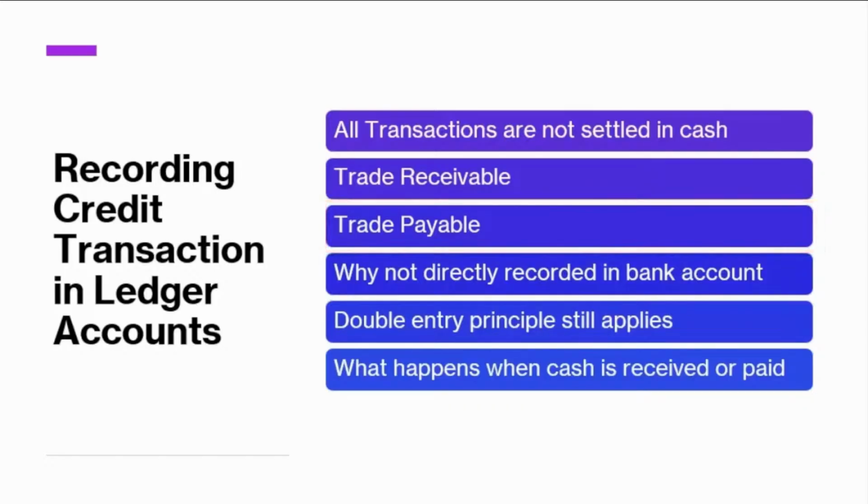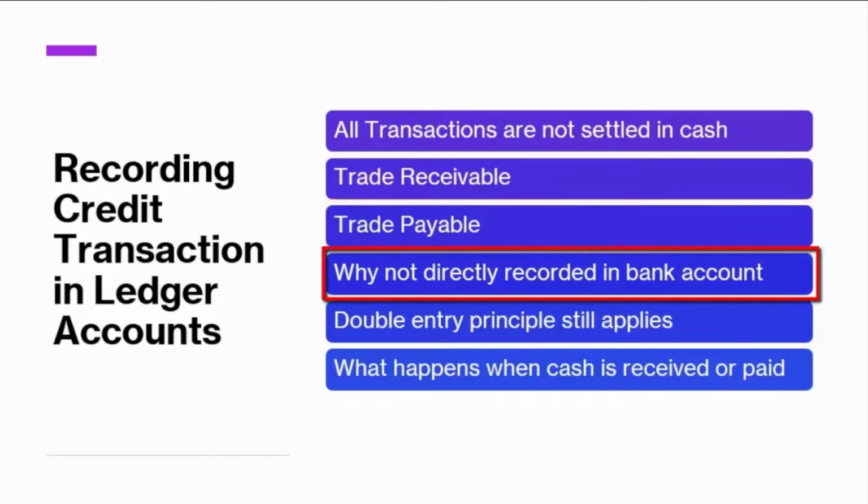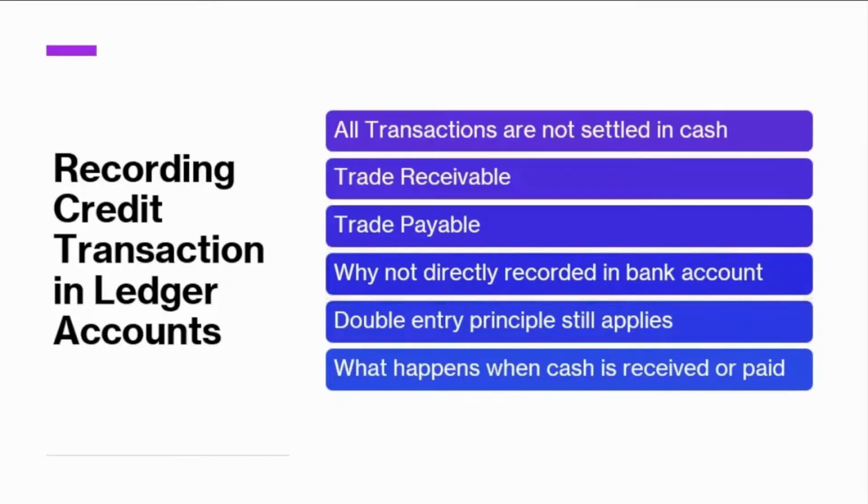2. Why not record it directly in the bank account? Since no cash changes hands at the time of the transaction, you cannot immediately record it in the bank general ledger account. Instead, you use trade receivables or trade payables to track the money owed.